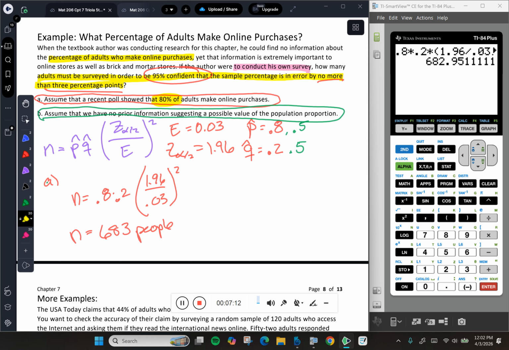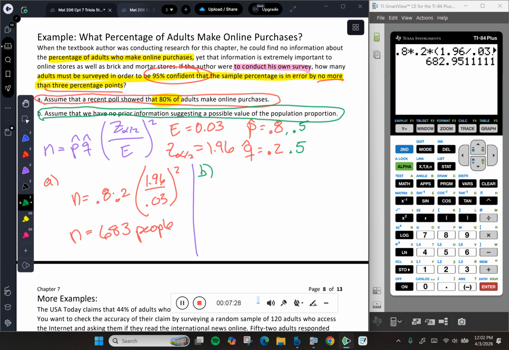So if I have reason to believe that this is true, then all I need to do is survey 683 people, and I'll get a point estimate that will have a margin of error that is 3% or less. Well, that wasn't too bad. Let's take a look at part B.